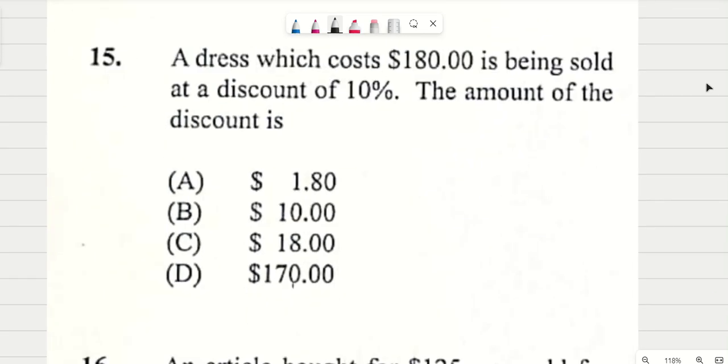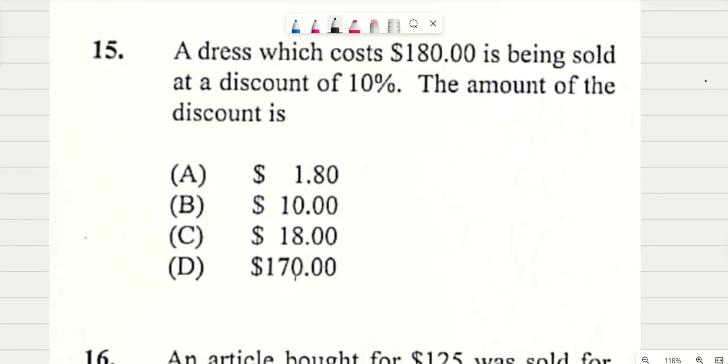Alright, let's look at 15. This question has been done already. It reads, a cost of $180 is being sold at a discount of 10%. The amount of discount is, the answer is C, right? We're going to find 10 over 100 multiplied by 180 over 1, cross all these zeros. This is $18. That is your discount.